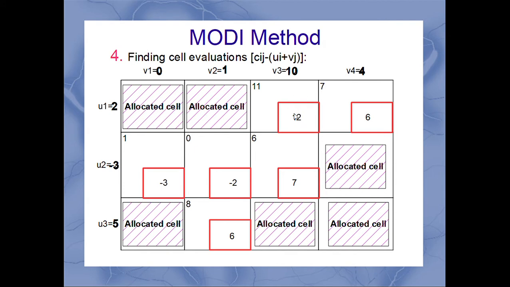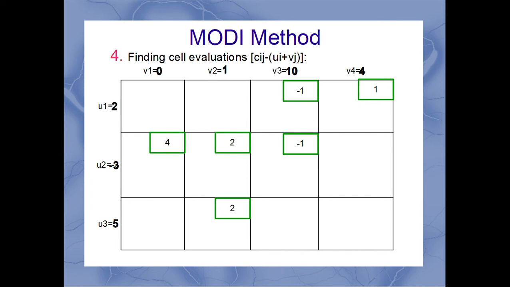For empty cells, we have found this number ui plus vj, and for these cells we are going to subtract 11 minus 12. The ui plus vj value we are subtracting from this number. 11 minus 12 equal to minus 1. 7 minus 6 equal to 1. Likewise 1 minus of minus 3 equal to 4. Minus into minus will become plus, so we will get 4. And 0 minus of minus 2, which is 0 plus 2, so 2. And 6 minus 7 equal to minus 1, and here 8 minus 6 equal to 2. So these are our values, that is cell evaluations.